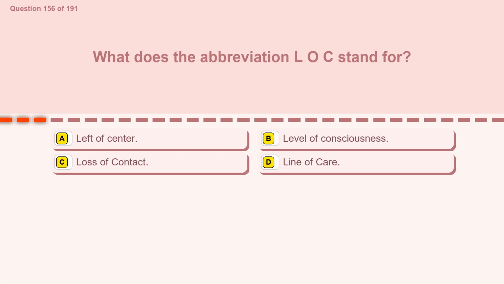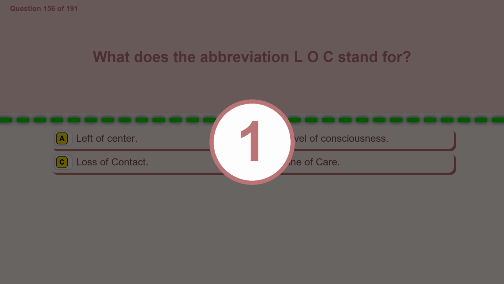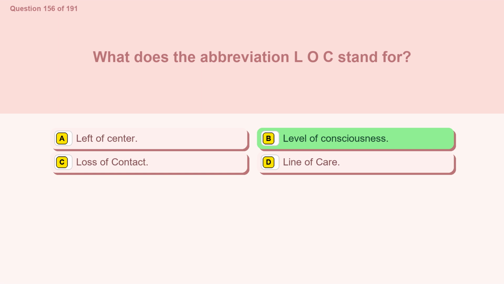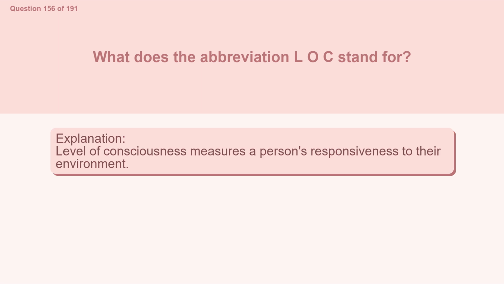Question 156. What does the abbreviation LOC stand for? Option A, left of center. Option B, level of consciousness. Option C, loss of contact. Option D, line of care. The correct answer is option B, level of consciousness. Level of consciousness measures a person's responsiveness to their environment.